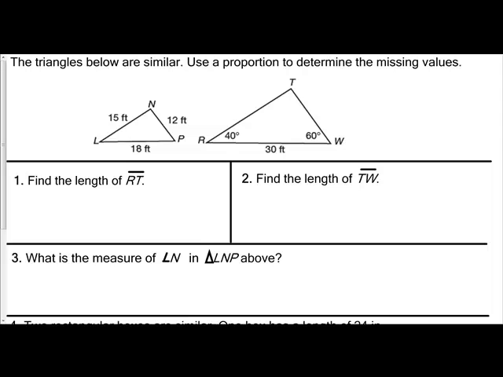We're going to use cross multiplication, our knowledge of proportions, to solve for similar figures. It says the triangles below are similar. Use a proportion to determine the missing values.